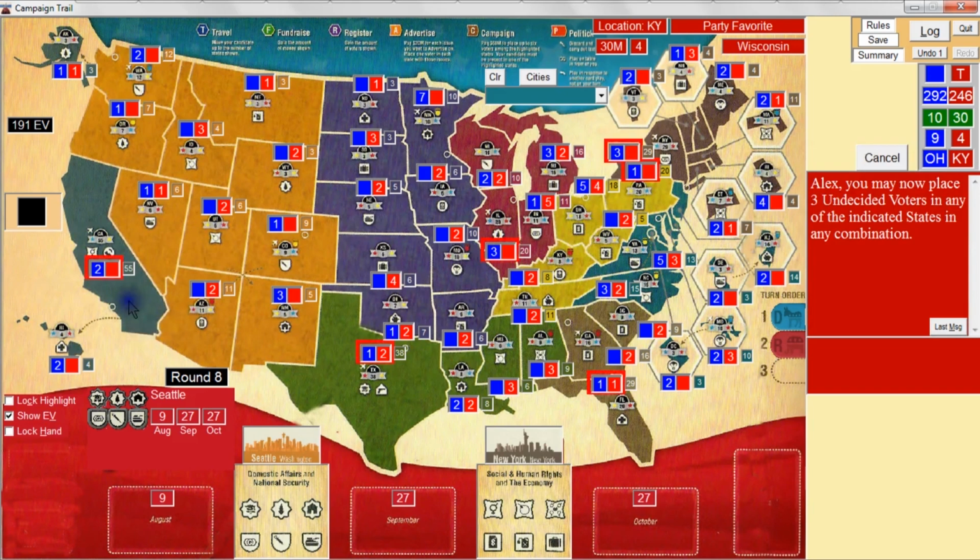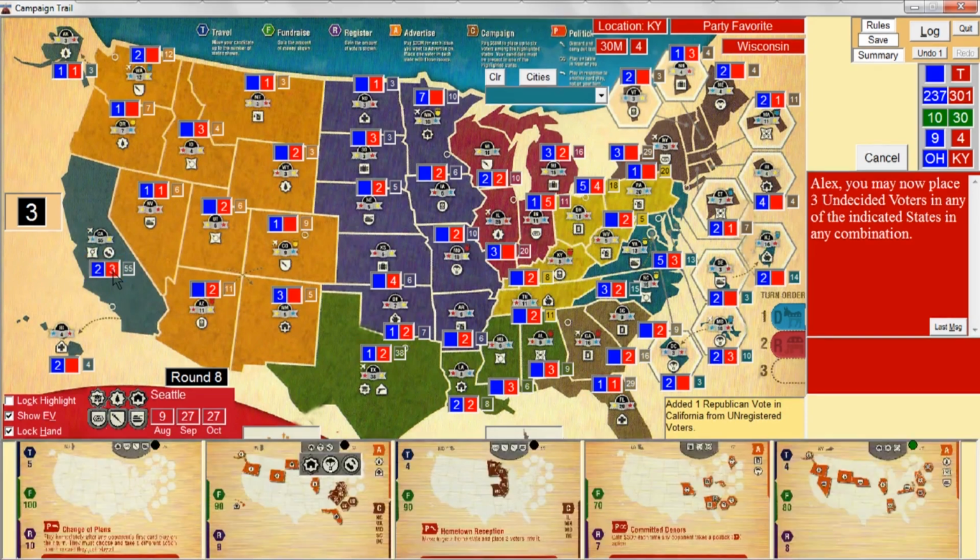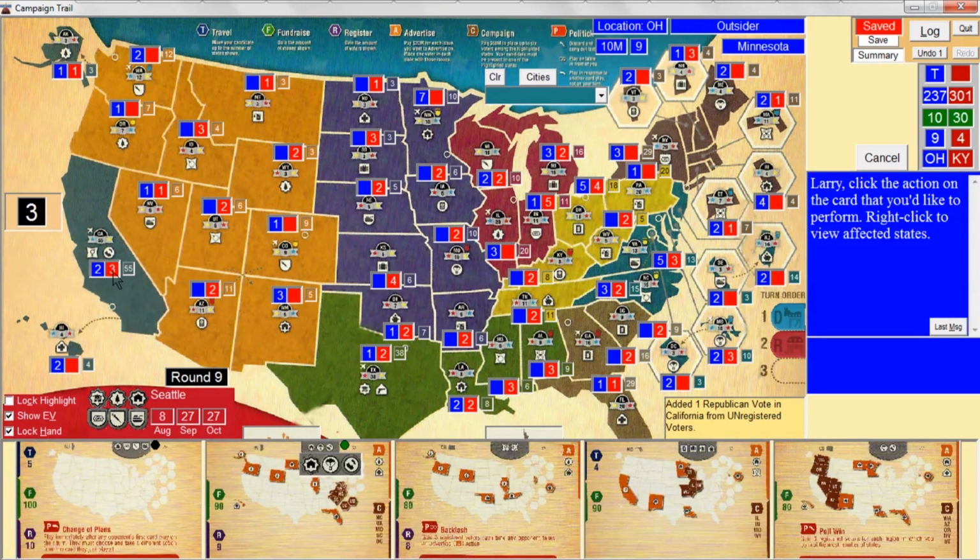And she is clearly going to go, she has 3 voters to spend, and she's going to put them all in California and grab the 55 electoral votes. That's a 110 vote spread. But only temporarily until I get back in California and campaign some more. 301 to 237.